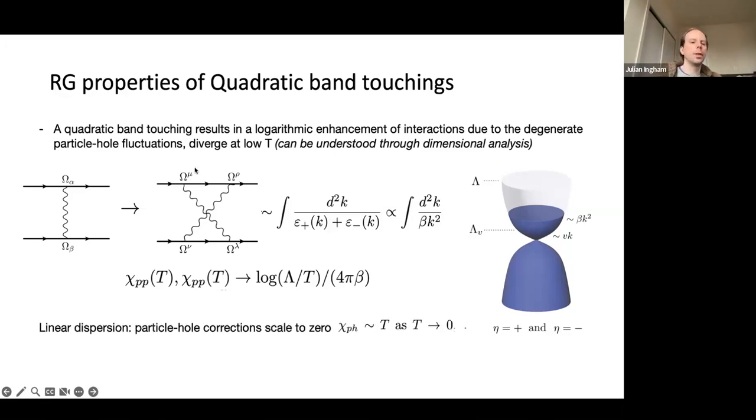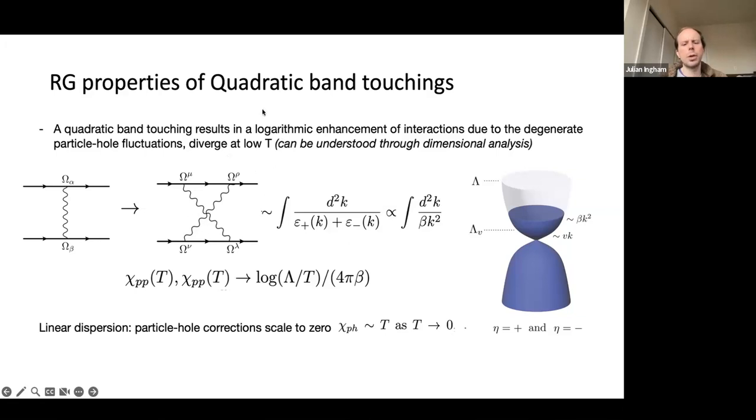Now, this doesn't happen for linear dispersion. If we played the same game with dimensional reasoning, and we put a linear dispersion in the denominator here, then we would get d2k over k, which would scale as temperature. And as temperature goes to 0, these corrections would scale towards 0. Whereas as temperature goes towards 0, the diagrams for the quadratic dispersion diverge logarithmically.